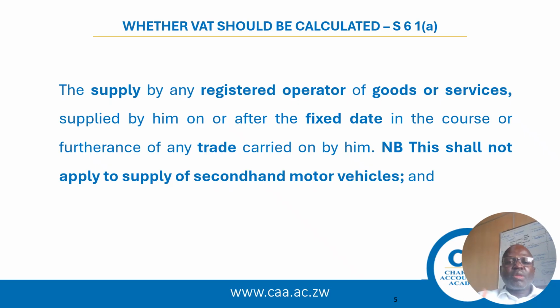So let us break this definition down, deal with the bolded items to say, so what is a supply? What is a registered operator? What are goods? What are services? What is this fixed date? And we're not going to worry too much about the fixed date because it's the date on which the VAT came into effect in Zimbabwe, and that must be sometime in 2004. And in the course of furtherance of any trade carried on by him, so trade is going to be very important. Because if you don't know these things, you will not know whether VAT must arise.